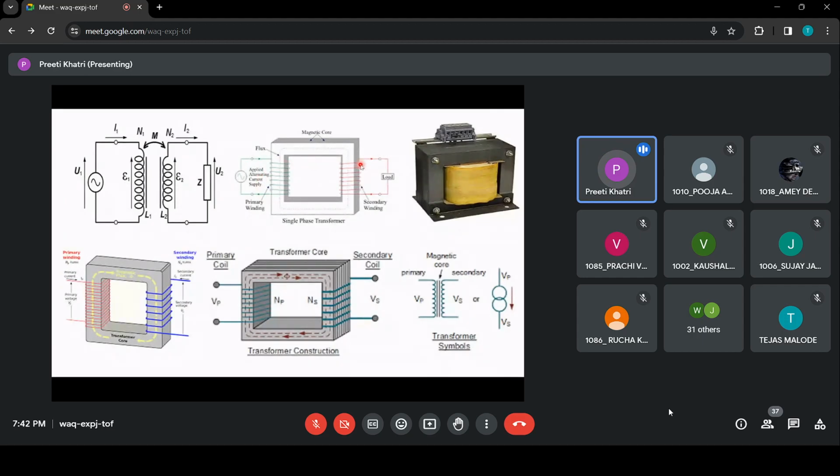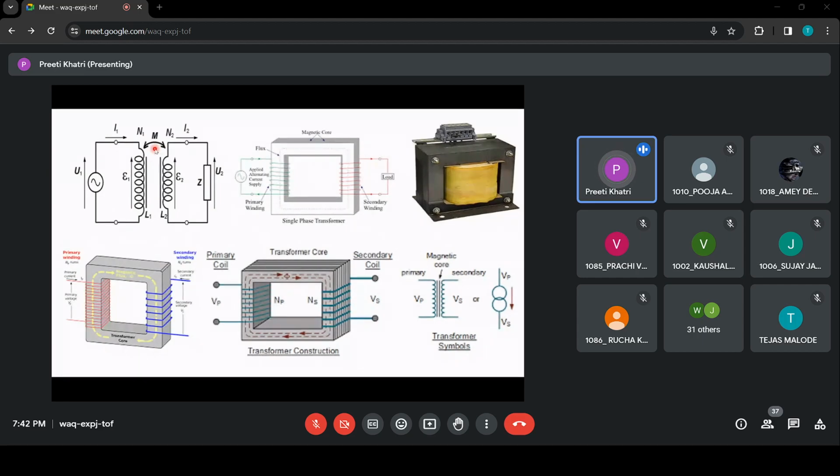At the time of doing this, there is no change in the frequency. That is, if your input side frequency is 50 hertz, then the frequency of the secondary side will also be 50 hertz. This process is accomplished by the principle of electromagnetic induction. And the most important thing is that these two circuits are electrical in nature, but they have a mutual inductive influence on each other.